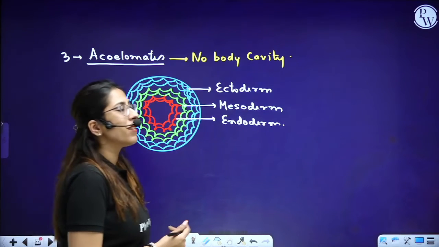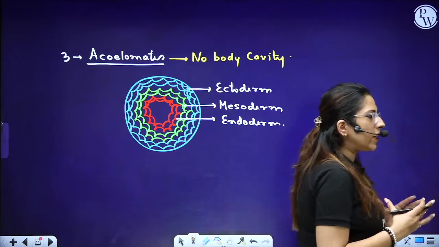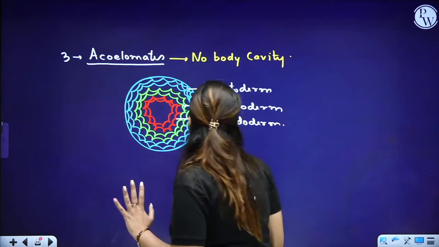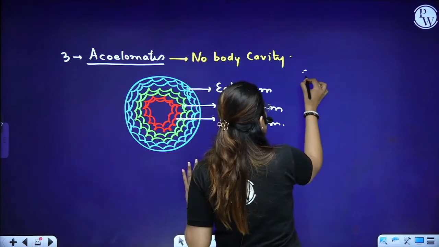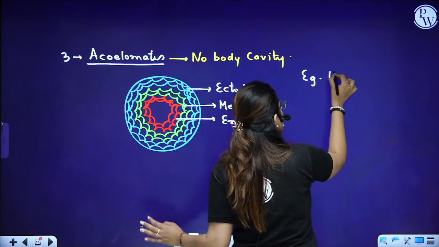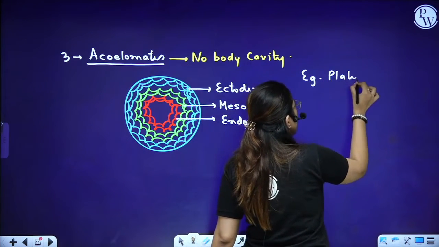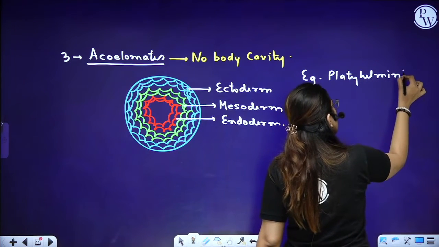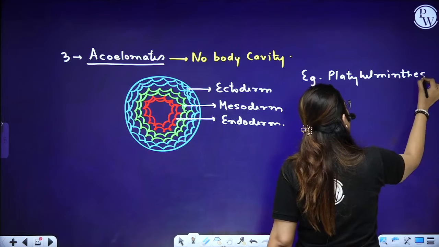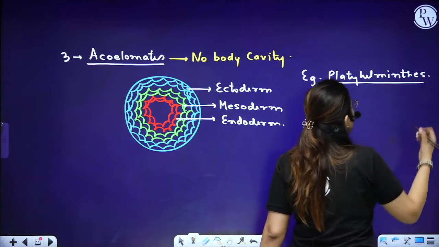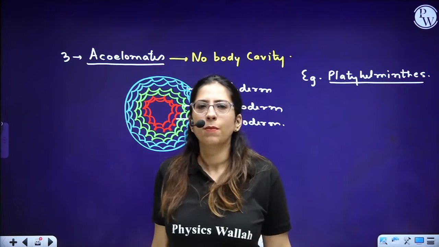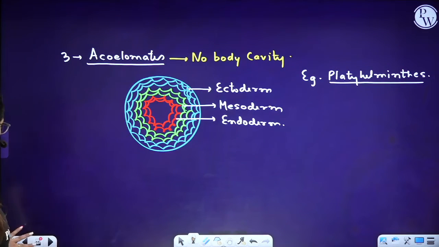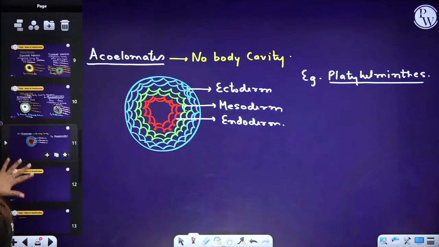These are termed as acoelomates. So acoelomates are those organisms which don't have the coelom. You can see coelom? No, right? So the example we have over here is your flatworms, Platyhelminthes. These are the flatworms. So the group name is Platyhelminthes. Clear? Now, let's move on to the next.